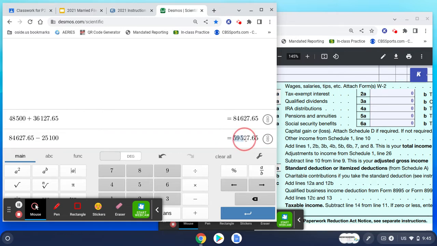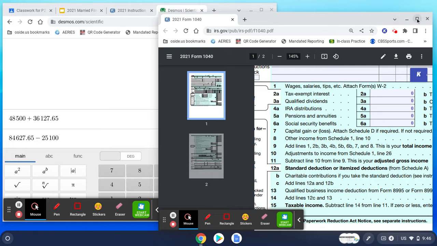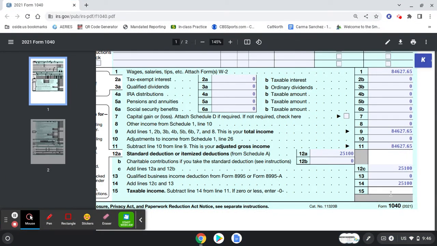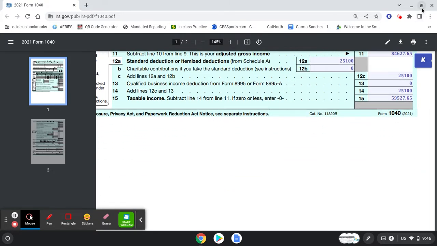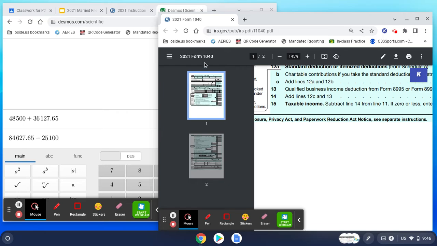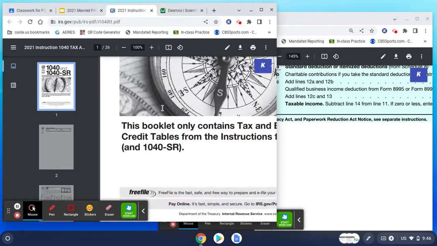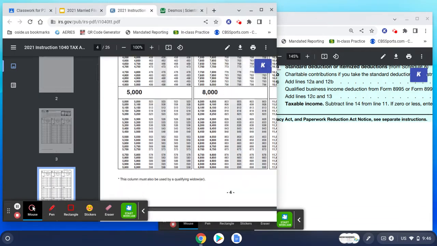So $59,527 and 65 cents is our taxable income. Okay, we need this number to go look it up on the tax table in just a second to be able to get the next line on the next page. So we go to the tax table, we go to 59,000.